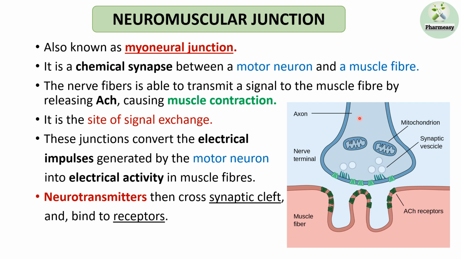Look at the diagram. This is the axon along with the mitochondrion and its nerve terminal, and this is the synaptic vesicle which contains the neurotransmitter. This one is the muscle fiber that has acetylcholine receptors where neurotransmitters bind, and then contraction and relaxation occurs. That was all about skeletal muscle.